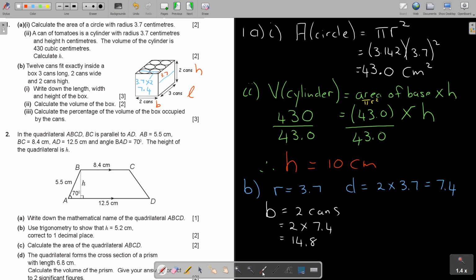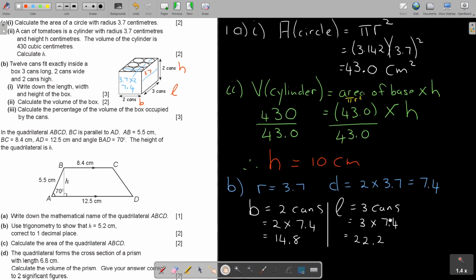And then I'm going to do it here. I can say the length is 3 cans. The length is 3 cans. So that will be 3 times the diameter, because there's 3 fitting. I'll show you here: that's 7.4, 7.4, 7.4. So it's 3 times 7.4. And if I take 7.4 times 3, I'm getting 22.2.